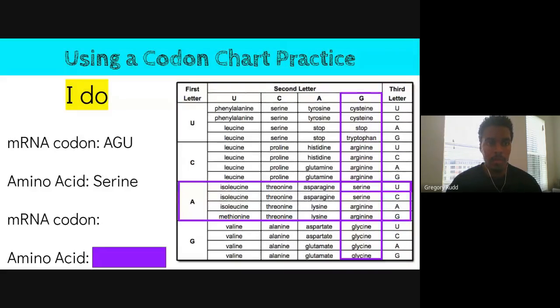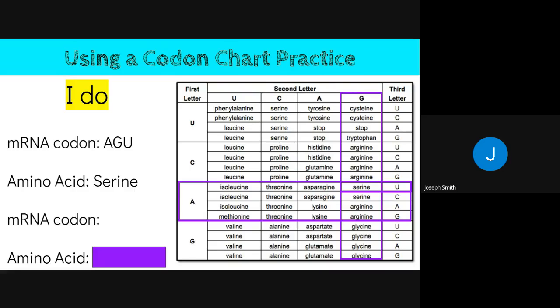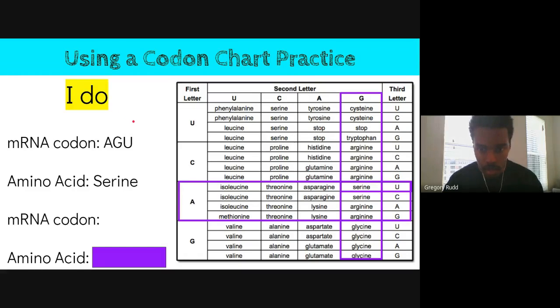Okay, somebody else, would someone like to volunteer for this next one? I'll help you if you get stuck. The mRNA one. I can do it. Joseph, you're going to help me? Yeah. Okay.